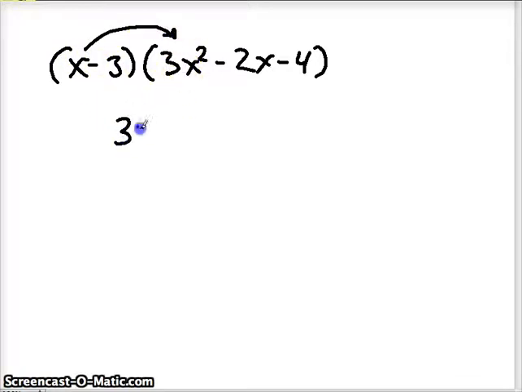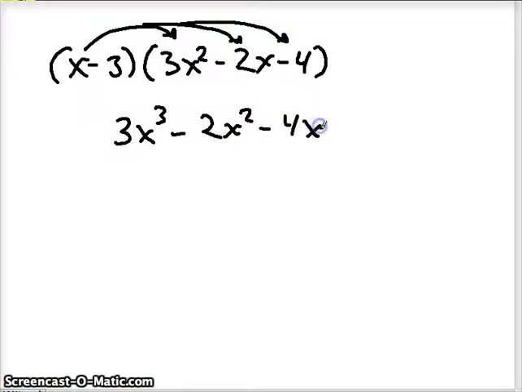X times 3x squared is 3x cubed. X times negative 2x is negative 2x squared. And x times negative 4 is negative 4x. And we're going to combine that with our next row of products here. So negative 3 times 3x squared is negative 9x squared. I want to make sure and line up our like terms, stack them, and it just makes adding or combining a lot easier. So since I'm dealing with an x squared, I would want to put that underneath my x squared.